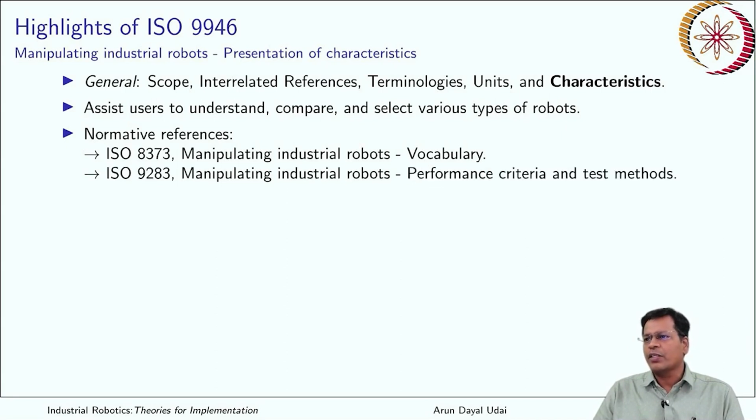Another very important one is manipulating industrial robots, performance criteria and test methods. If I say my robot is repeatable, let's say it has a repeatability of 0.1 mm, how is it tested?